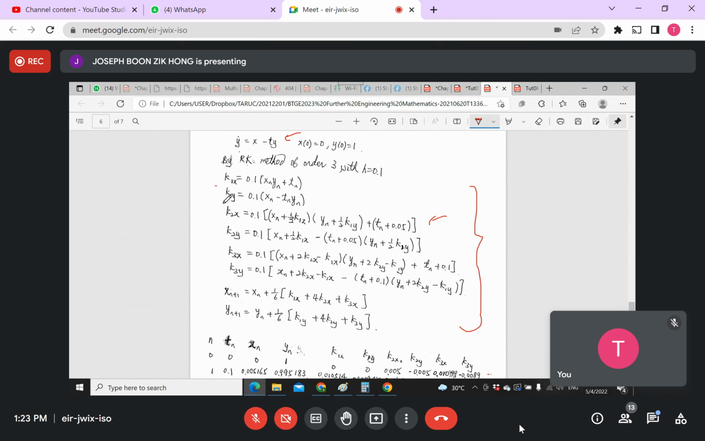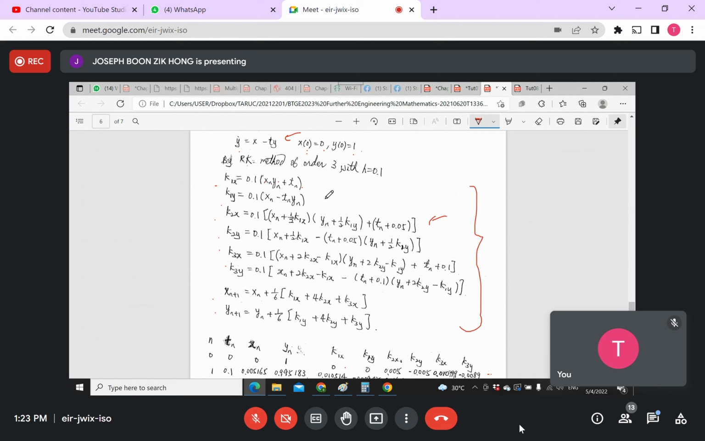Okay, I have K1x, K1y, K2x, K2y, K3x, K3y, and I have the next x, the next y. Okay, so we just plug in first. We try plugging in my t0, x0, y0, and the y is 1. So this one will be 0, 1, and then plus 0. So that means this whole thing will be 0. Okay, so that means your K1x will be 0. And again, for this one also will be 0. So times 0 again, so your K1y will be 0.